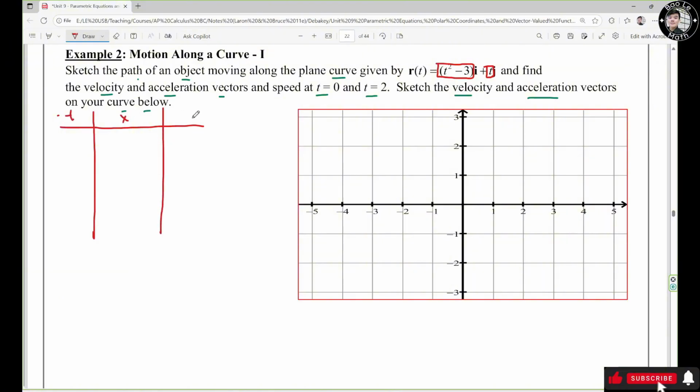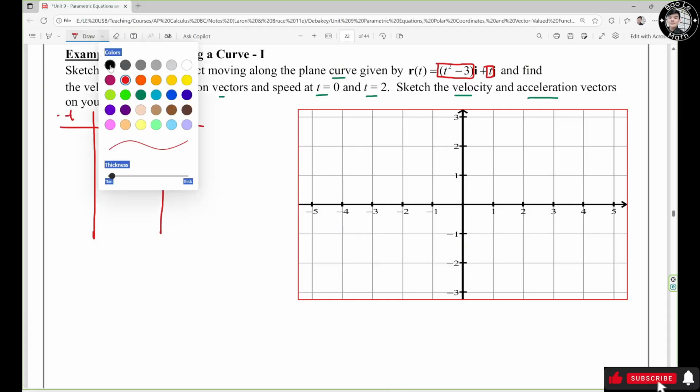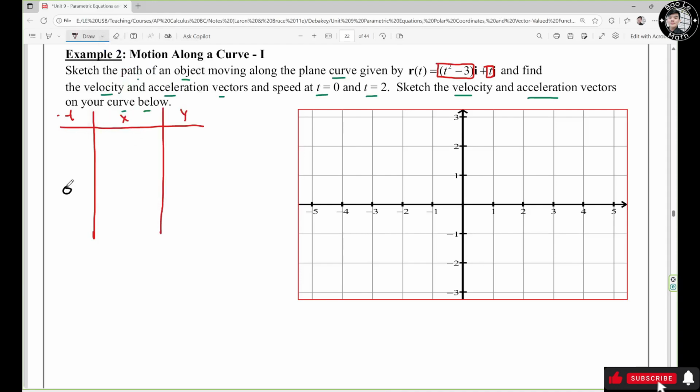T, x, and y, right? We're going to start with 0. At t equals 0, substitute over here. The x value is negative 3. The y value is 0, right? Now t equals 1. The x value is negative 2. The y value is 1, right?